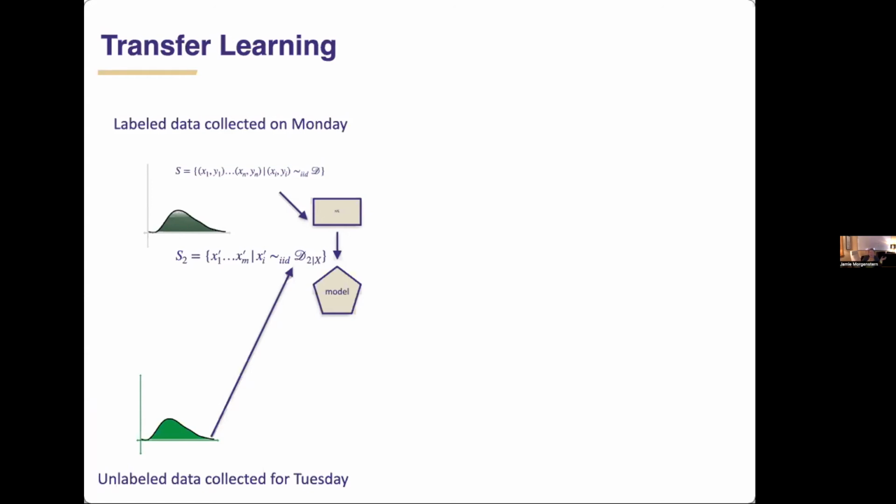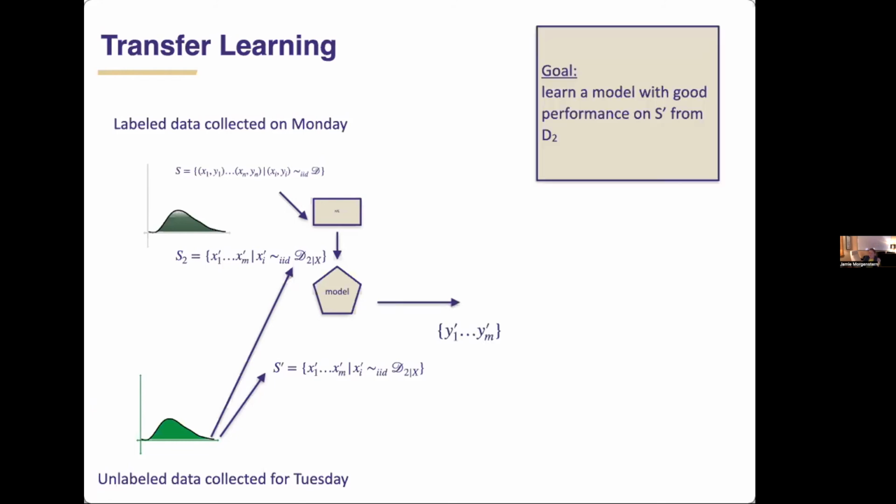And the question is, with the labeled data from Monday and the unlabeled data from Tuesday, can I somehow do a much better job making predictions for Tuesday than if I had either of those by themselves? Okay, so that's where transfer learning comes in. Transfer learning basically asks, is it possible to take a bunch of labeled training data from one distribution, some unlabeled training data from another distribution, and build a model that actually works pretty well on unlabeled data from that second distribution. So the goal here is to learn a model with good performance on this data drawn from this unlabeled data distribution.